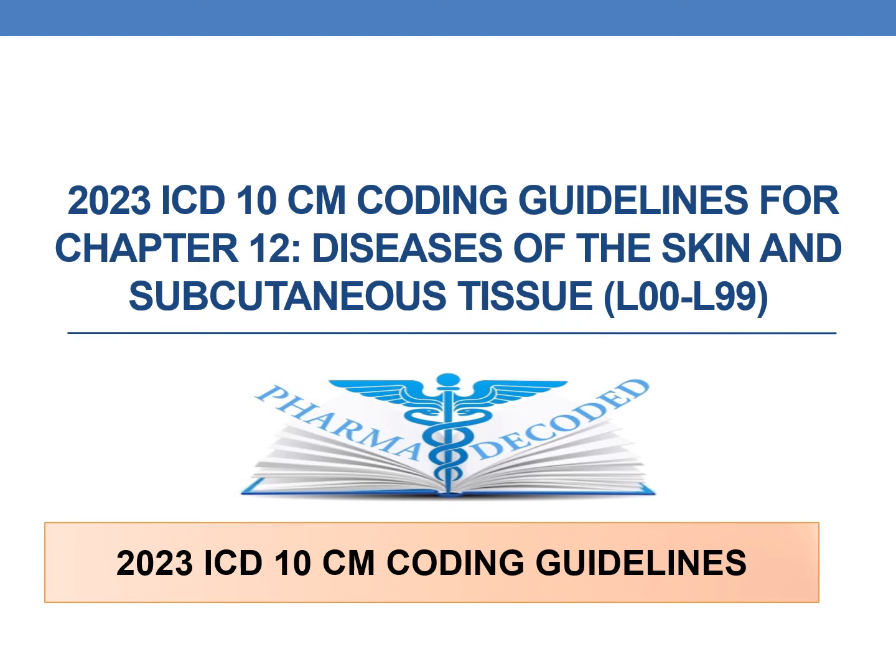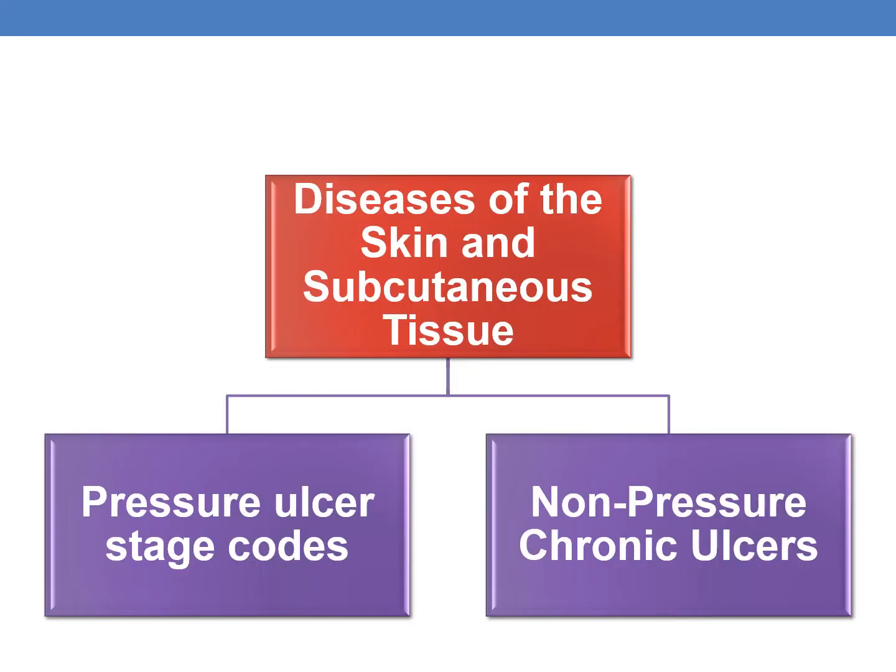Hello everyone, now let us discuss the 2023 ICD-10-CM coding guidelines for Chapter 12, that is, diseases of the skin and subcutaneous tissue. Now coming to the guidelines, in the current session we will be discussing pressure ulcer stage codes and non-pressure chronic ulcers.